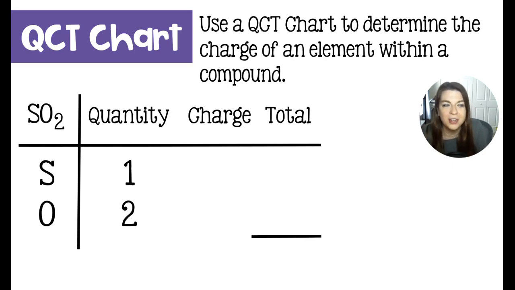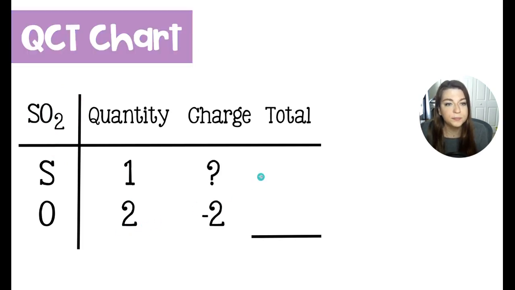You'll have a full reaction and you have to kind of dissect it. So here we're looking for the charges of the elements within the compound SO2. So sulfur dioxide, we have 1 sulfur and 2 oxygens. Their charge is a little weird because I don't know the charge of a sulfur.